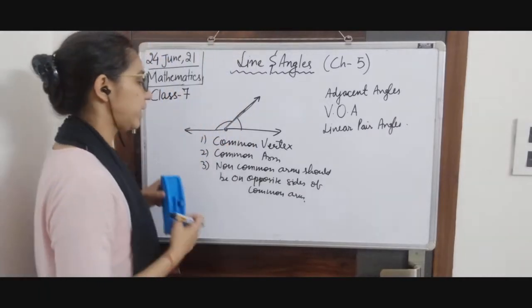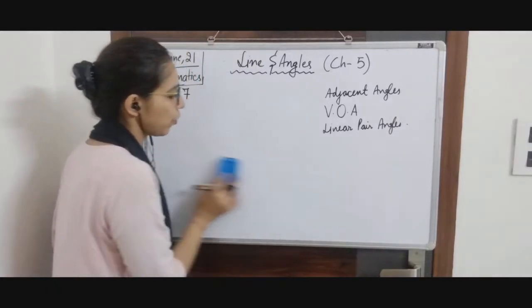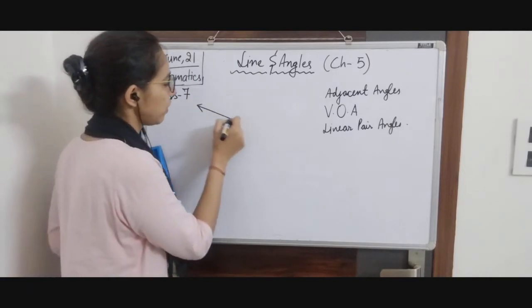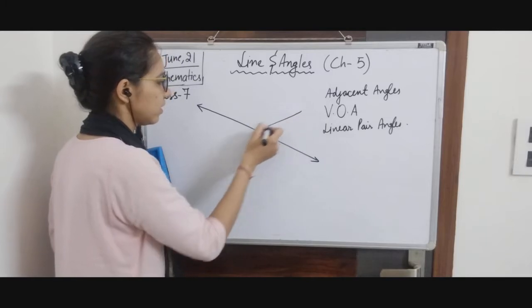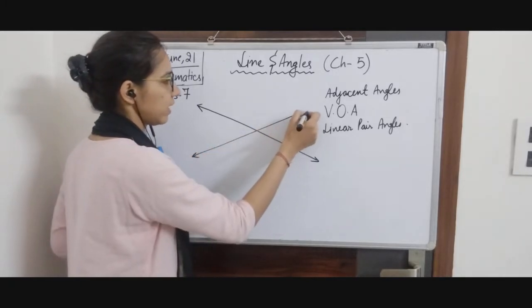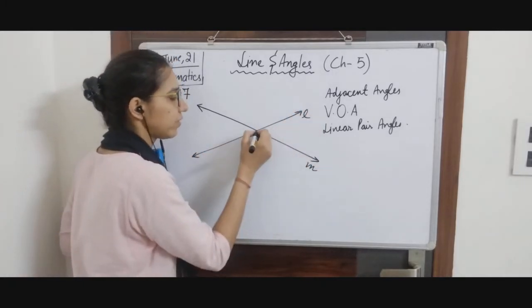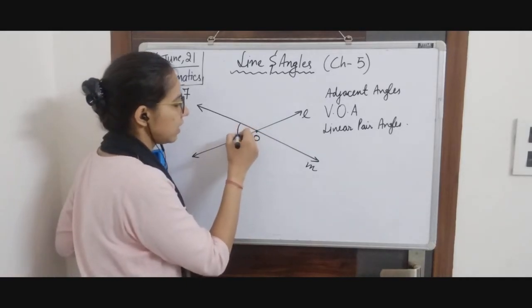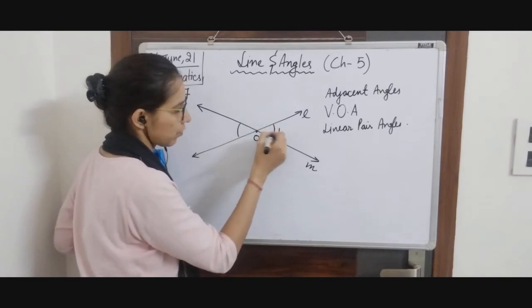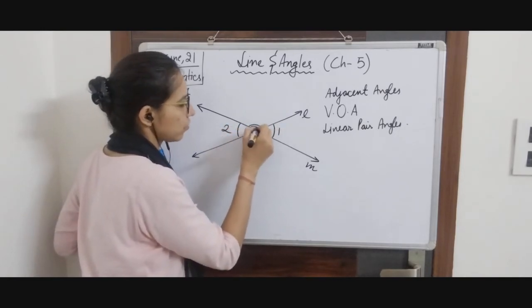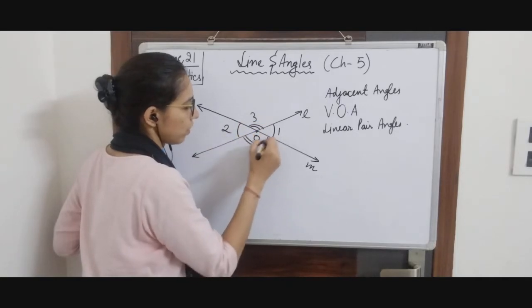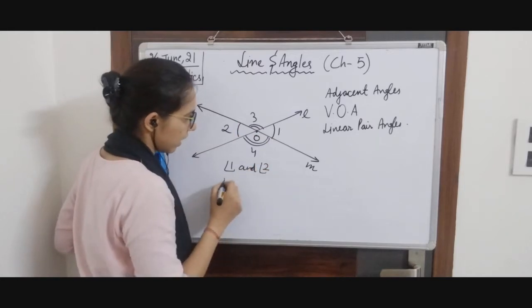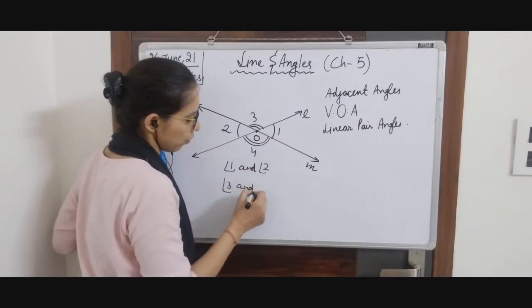Then we talked about vertically opposite angles. Vertically opposite angles are formed when two lines intersect each other. We have two lines, suppose this and this. This line is L and suppose this line is M, and they are intersecting at some point, suppose O. Then the angles formed like this, suppose 1 and 2, and this one 3 and this one 4. Here angle 1 and angle 2, angle 3 and angle 4.